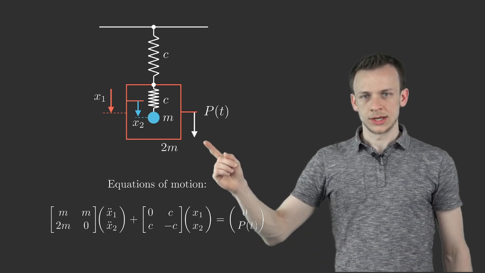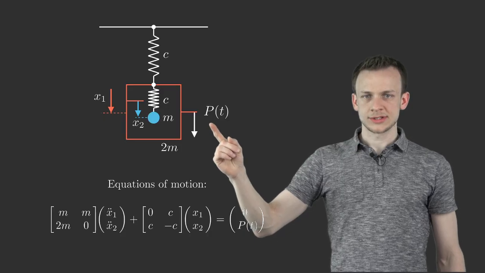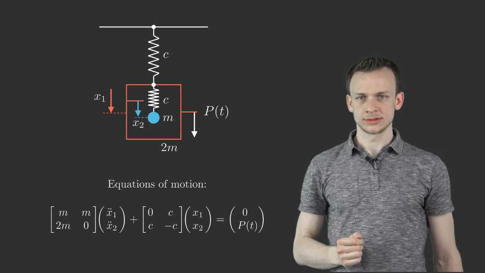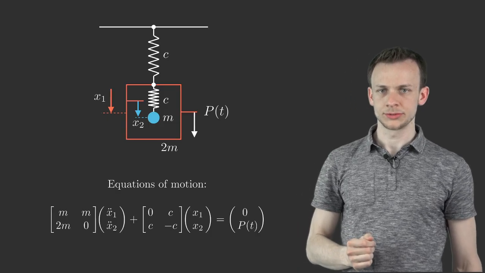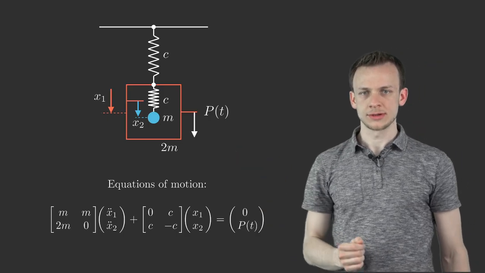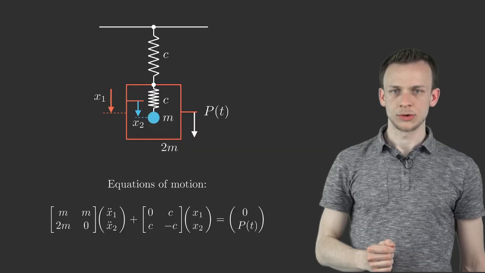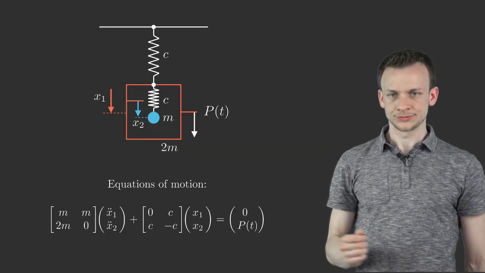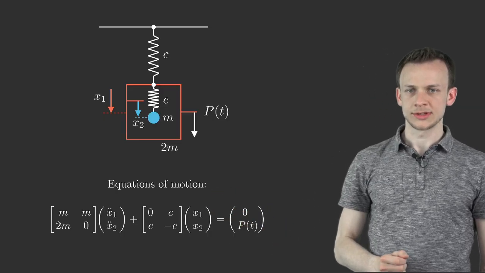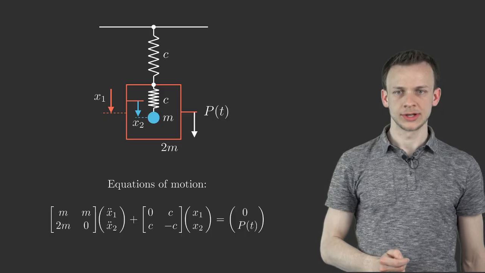And we consider a force excitation P at the outer box, so at the first degree of freedom of the system. And we will later assume this force excitation to be a harmonic excitation. And we can find the equations of motion again, as you can find in the course material online as well.